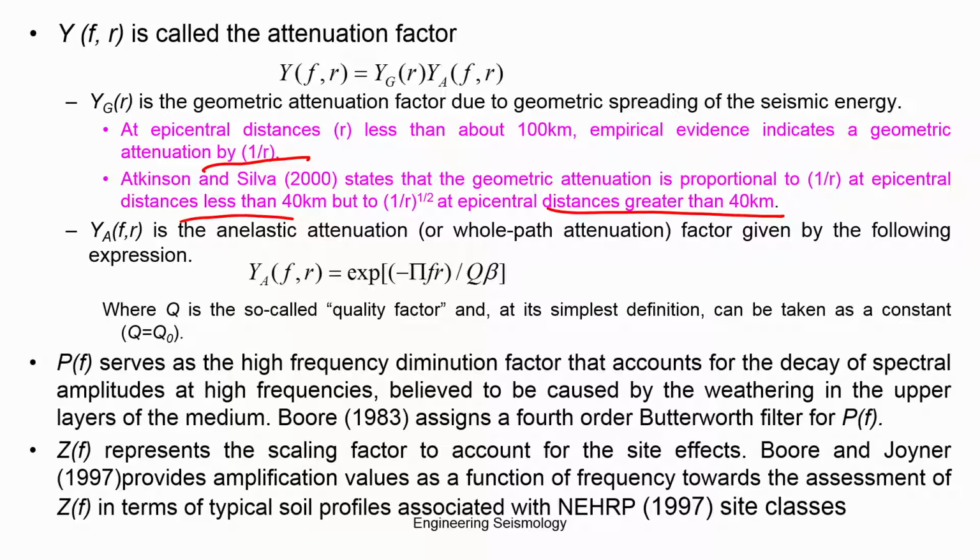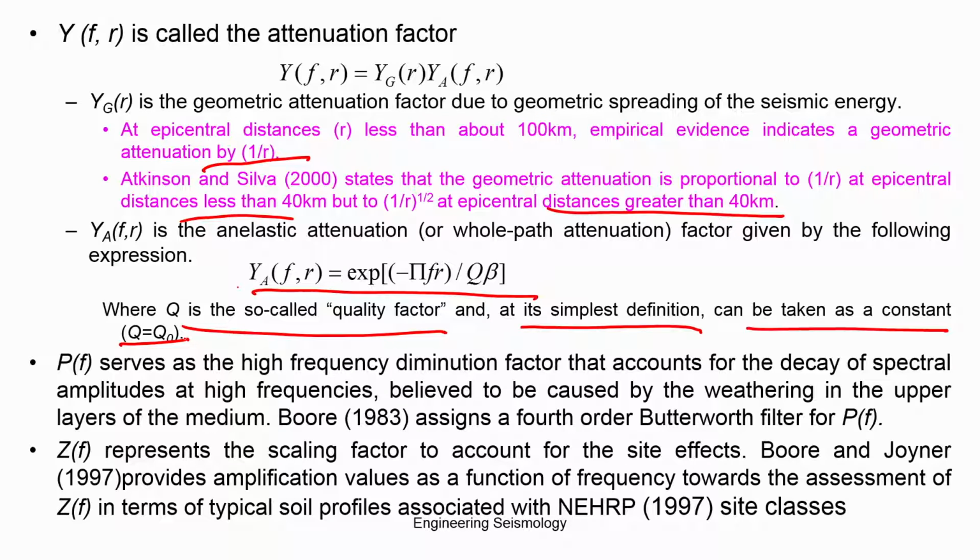So, you can get more information there, but here only the concept is sufficient from the course point of view, because if you want to generate synthetic ground motion simulations and all, you have to go into detail on these kinds of things. So, Y A of F and R is the inelastic attenuation, the whole path attenuation factor given by the following expression you can see. Here, Q is the so-called quality factor. The simplest definition can be taken as constant Q equal to Q naught. This quality factor one can also derive from recorded earthquake data. So, you have to estimate it from recorded earthquake data, which will be unique for a particular seismotectonic region.